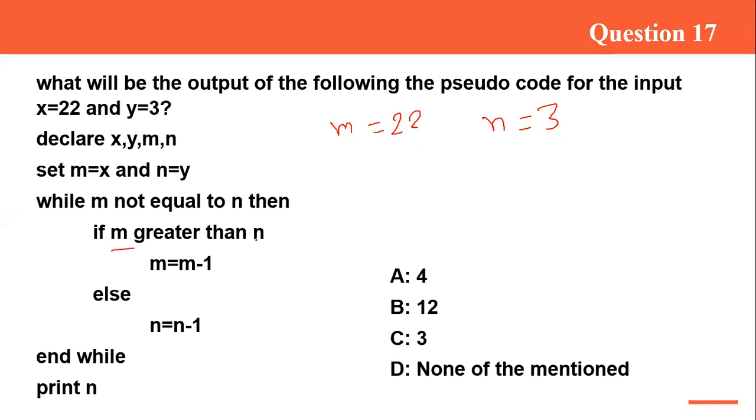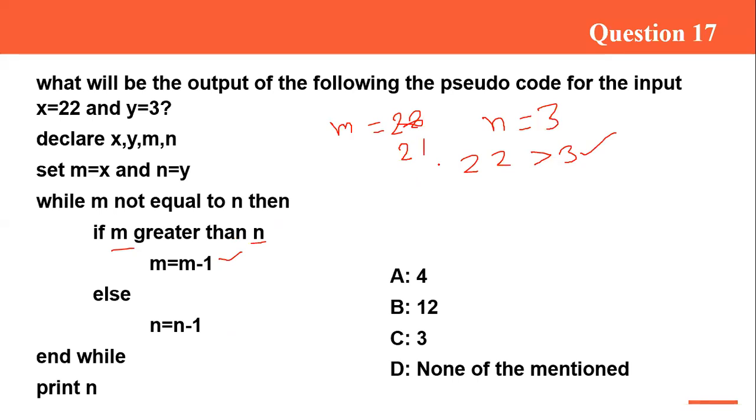Then m greater than n. 22 greater than 3. Is it true? Yes. As it is true, what you are doing? You are just making m is equal to m minus 1. That means 22 will become 21. Am I right, boys and girls? And then as if is executed, else will not be executed, it goes back.